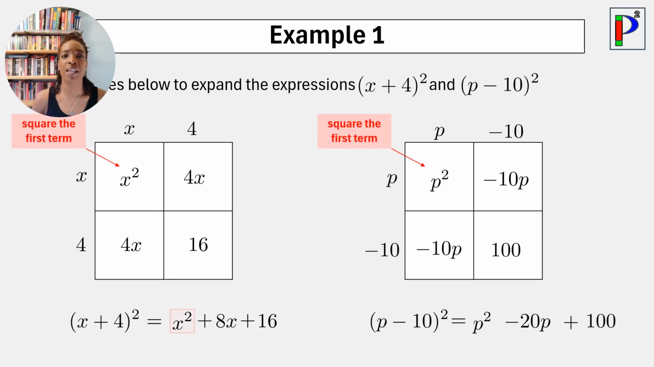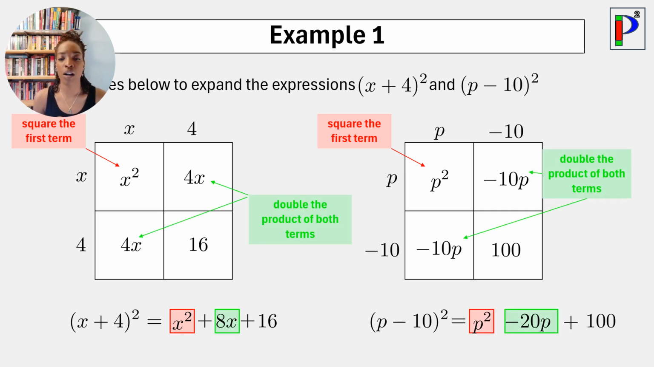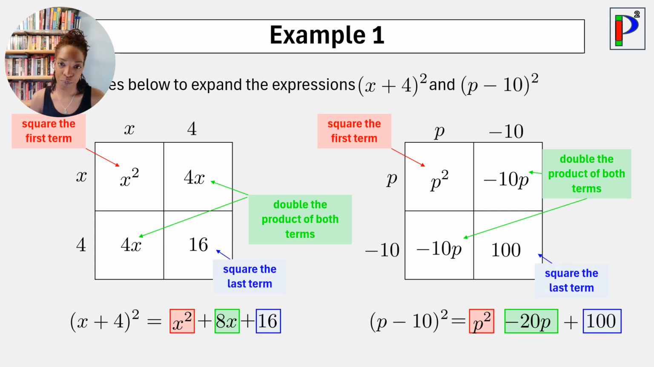Well, the first one is we always square the first term, x squared and p squared. The second is that our linear term, or our second term, is the product of both unsquared terms times 2. So 8x is 4x times 2, and negative 20p is 2 times negative 10p. And then finally, we square the last term.